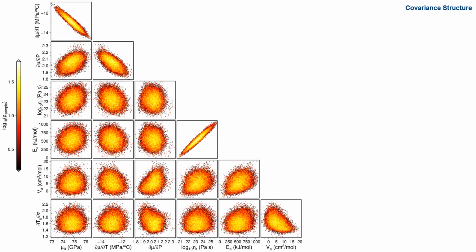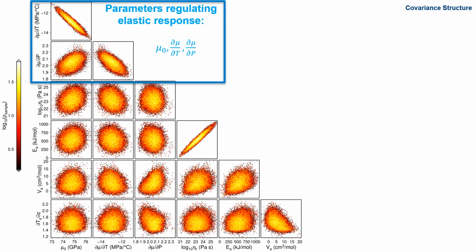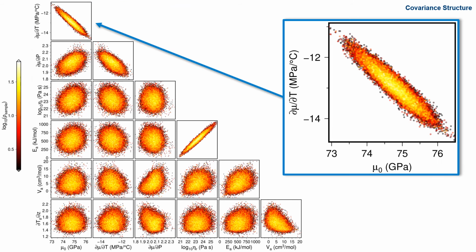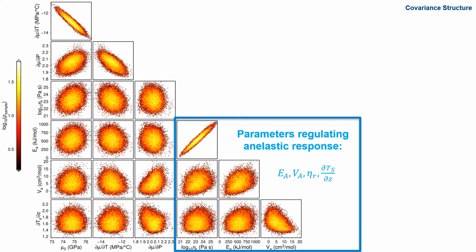There is evidence of significant off-diagonal covariance in the parameter space, for example, between the parameters that regulate the elastic component of the response. There is a very strong trade-off between the reference shear modulus and its temperature gradient. A similar structure is seen between the parameters regulating the anelastic component of the response.